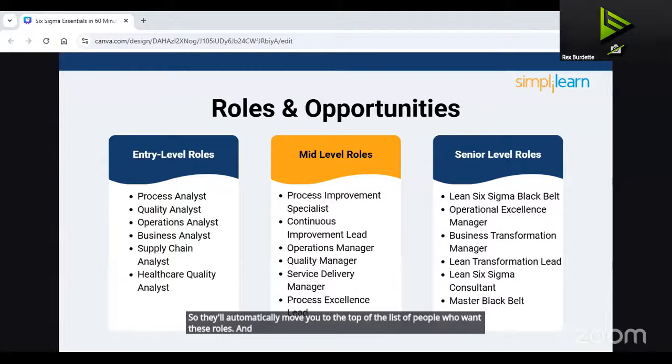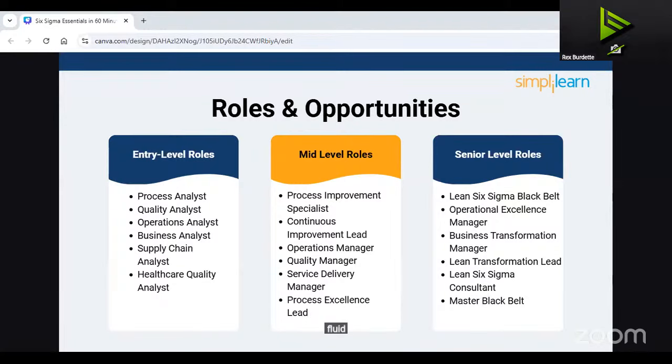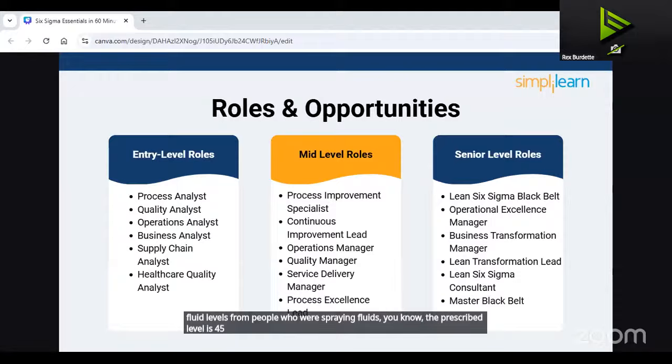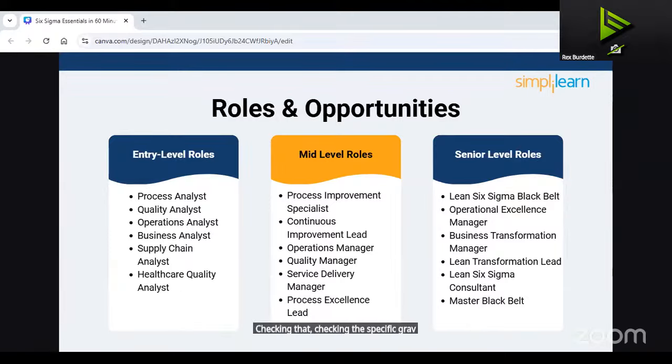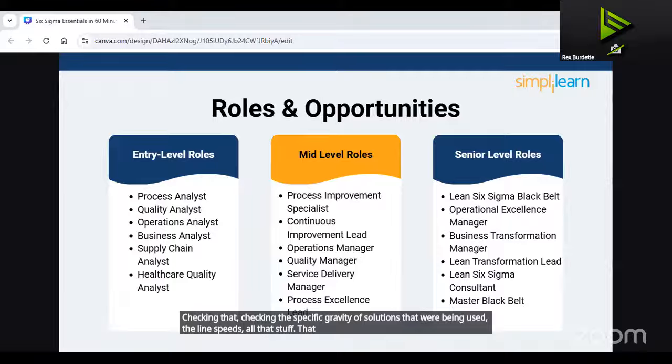And it may be something considered an entry level role like process analyst. My very first job was process analyst. I think it was called lab technician. I went around the factory floor and collected fluid levels from people who were spraying fluids. If the prescribed level is 450, I'd stop and check and say, hey, you're at 600. Why? And then make them turn back down. So tracking those levels, checking the specific gravity of solutions that were being used, the line speeds, all that stuff. That's all process analyst, quality analyst stuff.